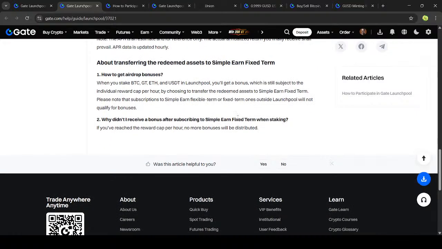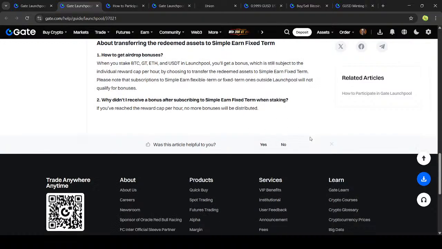So how to transfer the redeemed asset to Simple Earn fixed term? So how to get the airdrop bonus? When you stake BTC, GT, Ethereum and USDT in Launchpool, you will get the bonus, which is still subject to the individual reward cap per hour. By choosing to transfer the redeemed asset to Simple Earn fixed term, and not subscribing to Simple Earn flexible term or the fixed term once outside Launchpool, you will not have the qualification for the bonus. So why did I not receive any bonus after subscribing to the Simple Earn fixed term while staking, guys?